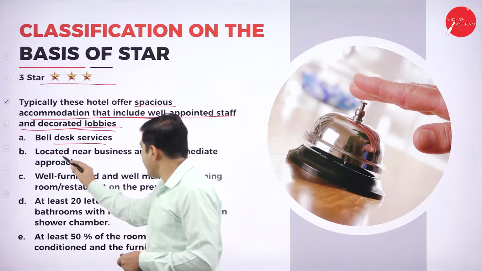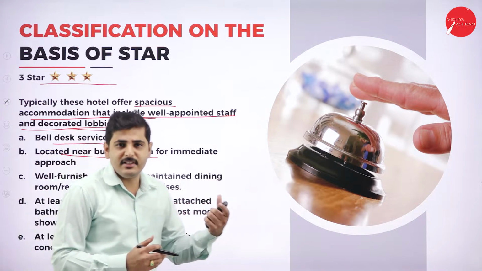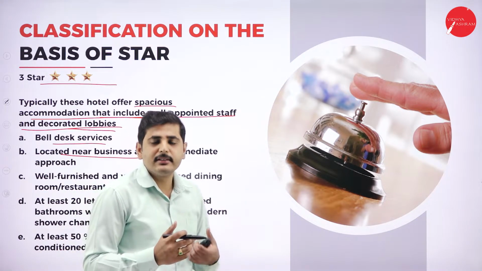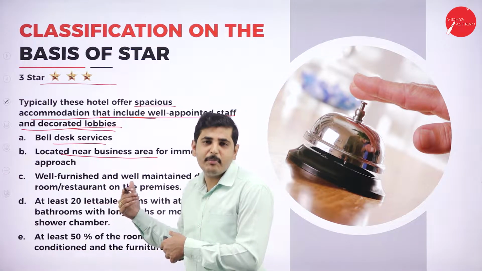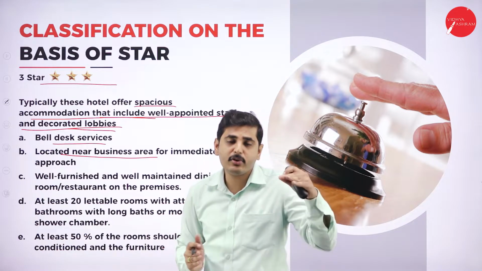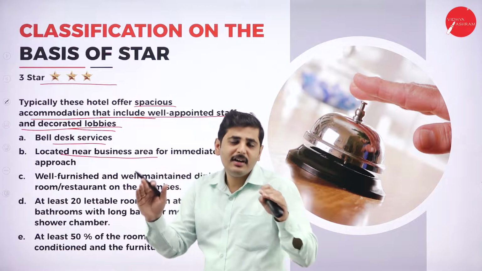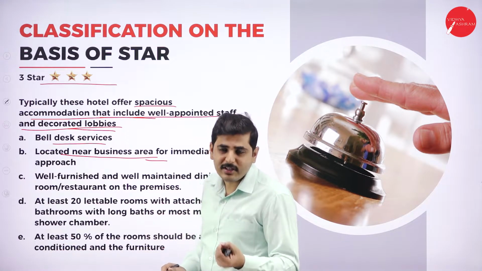Next one, located near the business area. These types of hotels are usually located in business areas like Bangalore, Chennai, metropolitan cities. You can find these 3-star hotels there, but they cannot provide luxurious facilities like 4-star and 5-star hotels. But in terms of price and area, better and affordable service is provided.